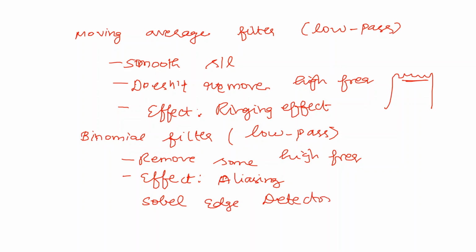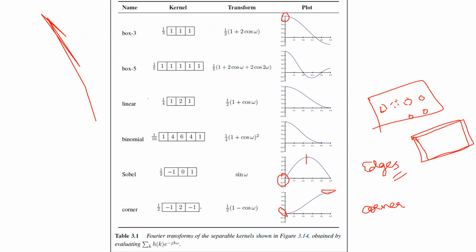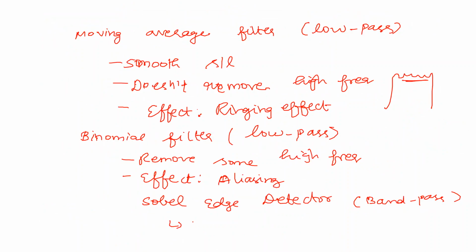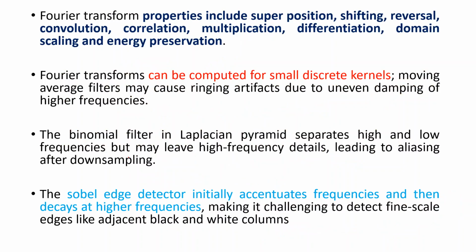Next one is the Sobel edge detector. It is one type of filter. It is a band pass filter. We have seen it in the previous slide. It produces the mid-range frequencies. So it is band pass, and it enhances the mid-range frequencies, and the drawback effect would be a loss of finer details. It may detect the edges, but some fine details such as tiny edges may disappear. That's what was mentioned in the previous slide.